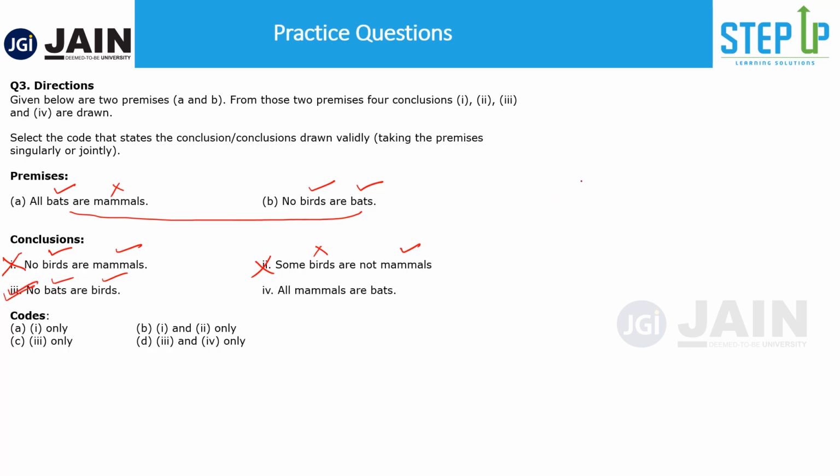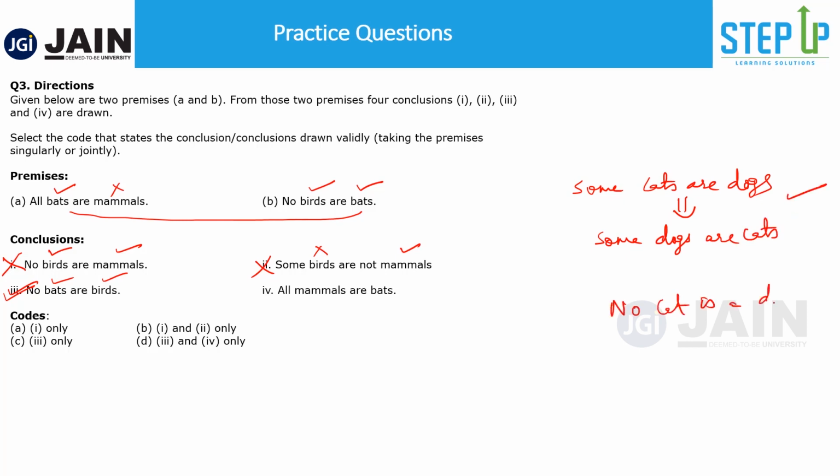Now, while in a sum statement, for example, if I told you some cats are dogs, we can conclude from here that some dogs are cats, right? And if somebody says no cat is a dog, we can conclude from here that no dog is a cat. And see how? Because distribution also is like this only, right? This is not distributed, this is not distributed, this is also not. So distribution also no problem. Here also it is like this, so no problem.